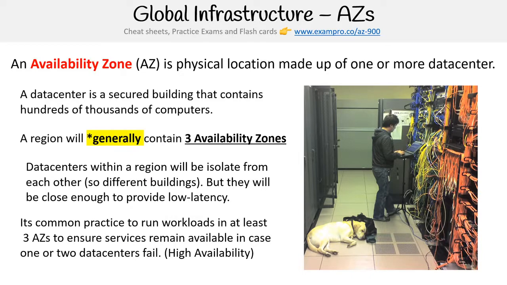It's common practice to run workloads in at least 3 AZs, and that's why I was saying that earlier. That's important to ensure services remain available in case 1 or 2 data centers fail, and this is called high availability. We'll definitely cover this concept again in this course.